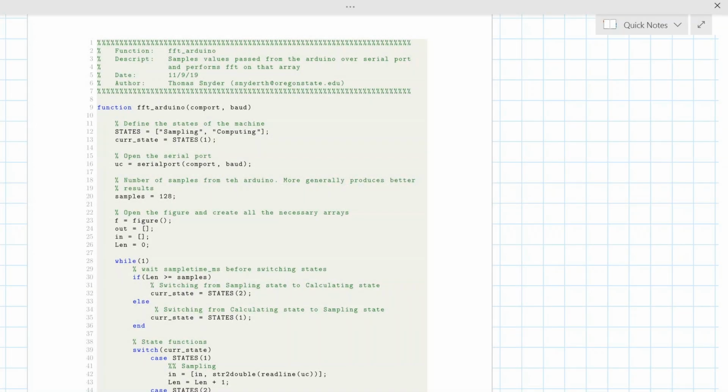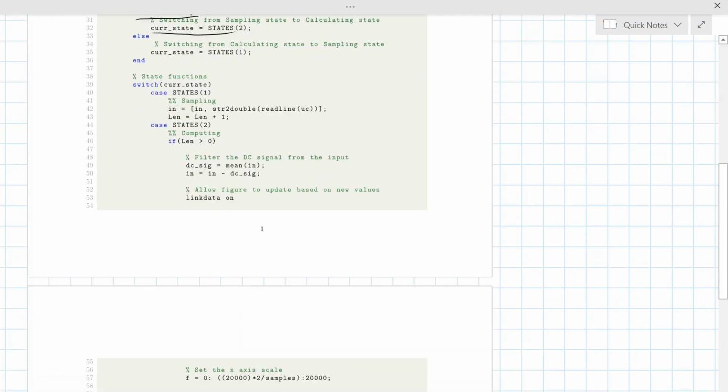The MATLAB script runs as a finite state machine, or FSM, with two states, sampling and computing. In the sampling state, the script reads an arbitrary number of samples from the serial port and stores them in an array. Once the proper number of samples has been reached, the current state switches to the computing state.